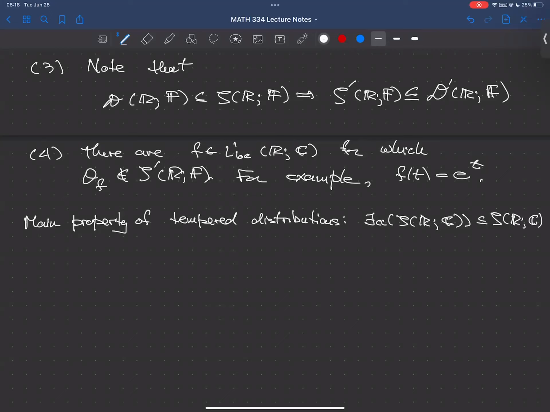Okay, so the first, if you take the CCFT of a test signal of rapid decay, then it will also be a test signal of rapid decay. And that's more or less obvious from all the things that we said about the CCFT. So we know that things in S have two properties. One is that they're infinitely differentiable. Okay, and the other is that all of their derivatives are signals of rapid decay.